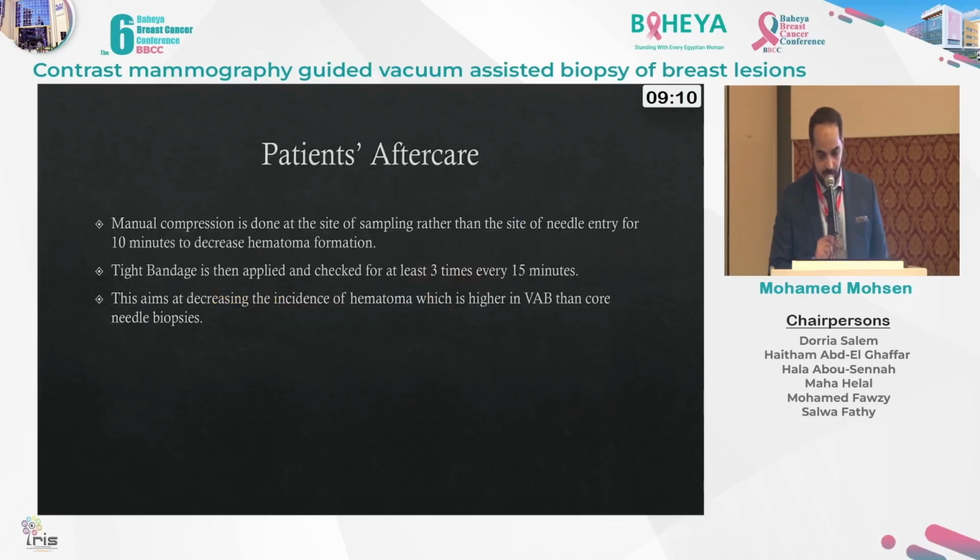Patient's aftercare is quite important, as manual compression is done at the site of sampling rather than the site of needle entry for 10 minutes to decrease the hematoma formation, which is a major complication in VAP. A tight bandage is then applied and checked at least 3 times every 15 minutes. This aims at decreasing the incidence of hematoma, which is higher in VAP than core needle biopsies.